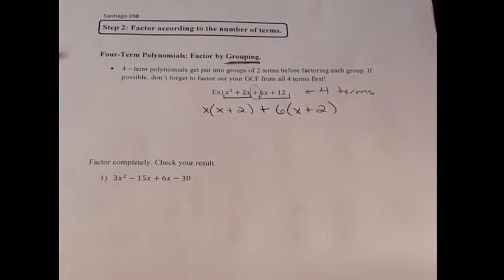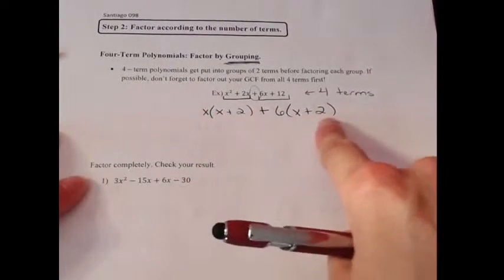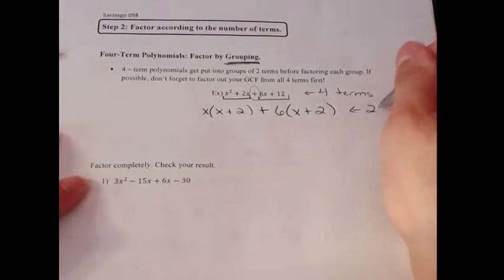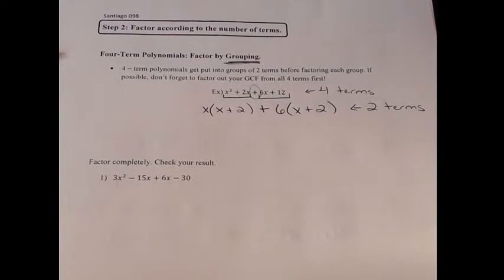When I put them into 2 groups and factored out each of their corresponding greatest common factors, notice now I have 2 terms. So I cut that in half. I went from 4 terms to 2 terms. Now remember yesterday's class when we recognized that we can factor out an expression from 2 terms.